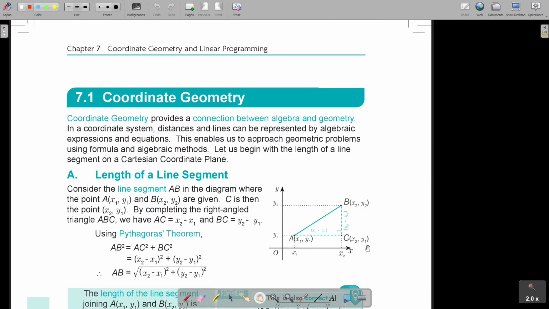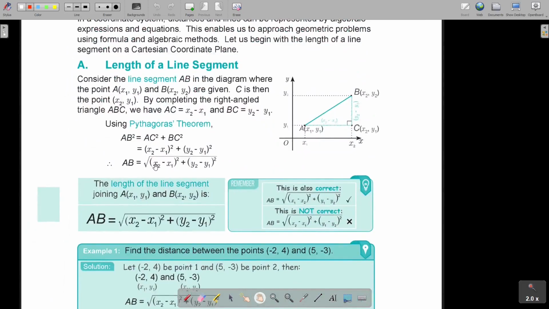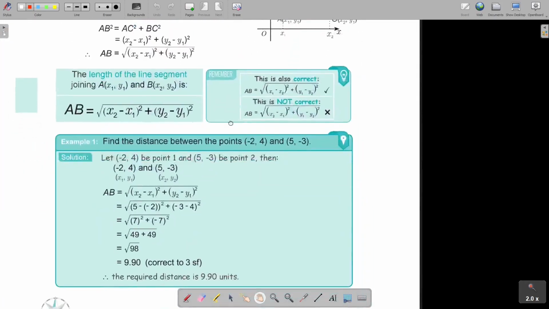We make use of Pythagoras' theorem. So we square, square, square: square the hypotenuse, square the two shorter sides, and then to get that length, we take the square root. So that's why it's the difference in x squared plus the difference in y squared. If you start with point 2, then just start with point 2 there. You can start with 1, but you cannot start there with 2 and then there with 1. That's incorrect.